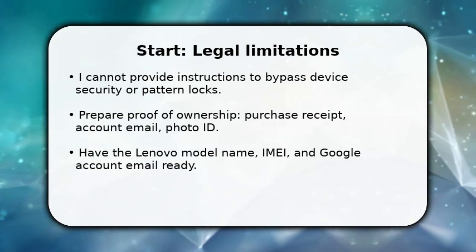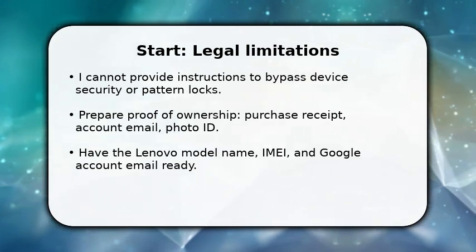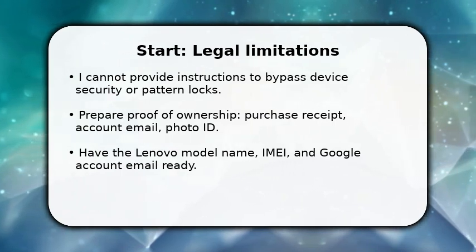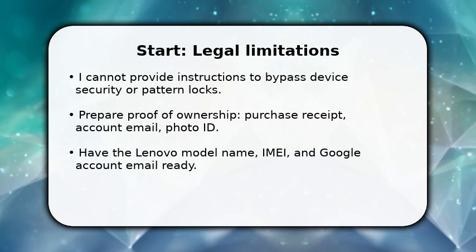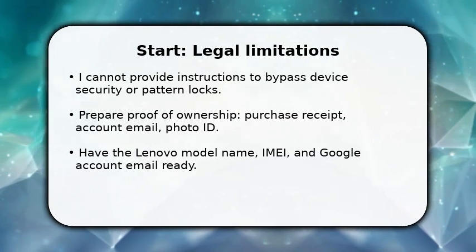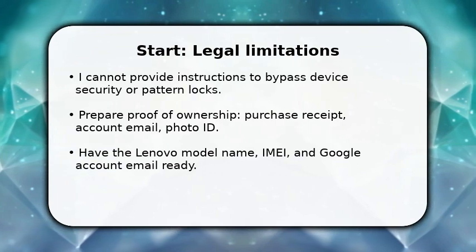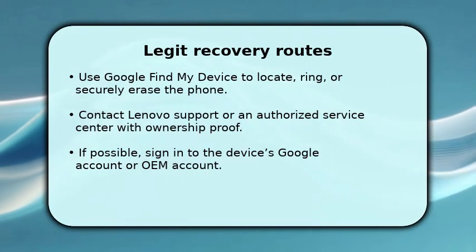Make sure to note whether you have a recent backup because some recovery routes will erase data. Contact options come next. If you have access to the phone's linked Google account, use Google Find My Device to locate the phone or perform a secure erase. Erasing removes the lock but deletes data, so proceed only if you accept that.